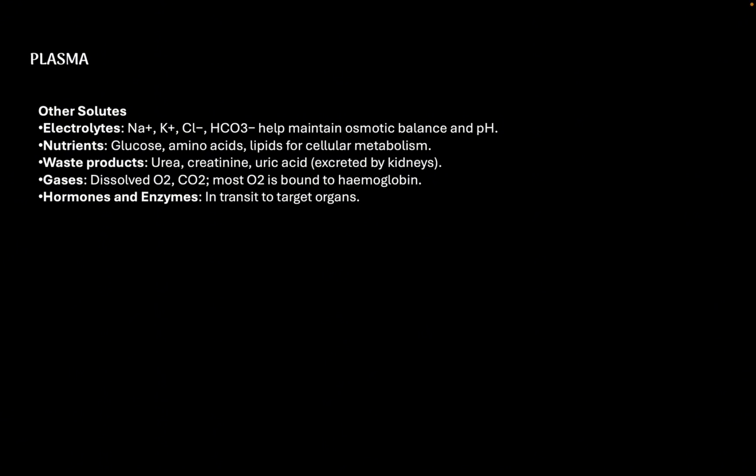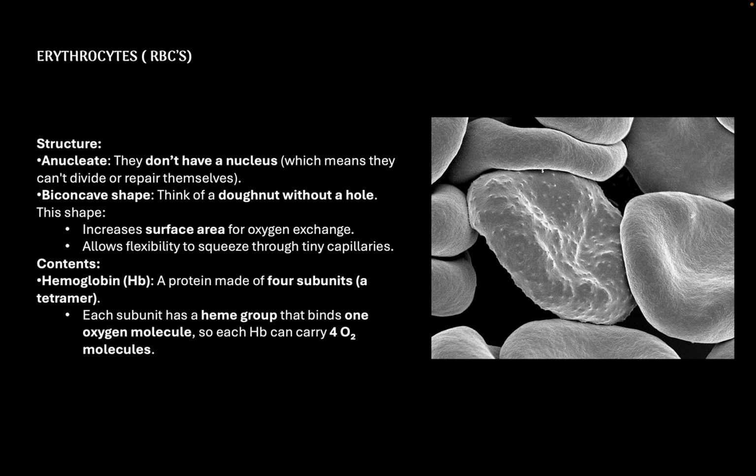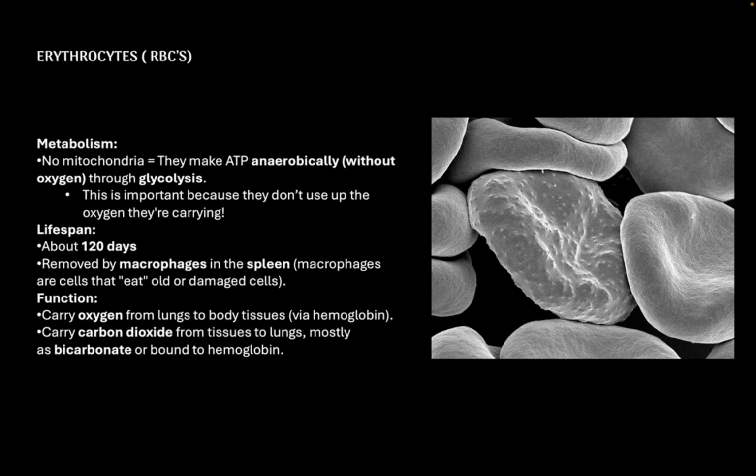Now let's talk about the formed elements of blood. These are the solid parts: red blood cells, white blood cells, and platelets. Red blood cells, or erythrocytes, carry oxygen from the lungs to the tissues and bring carbon dioxide back to the lungs. They're shaped like a biconcave disc, which increases surface area for gas exchange and lets them squeeze through tiny capillaries. They contain hemoglobin, a protein with 4 subunits, each of which can bind one oxygen molecule.